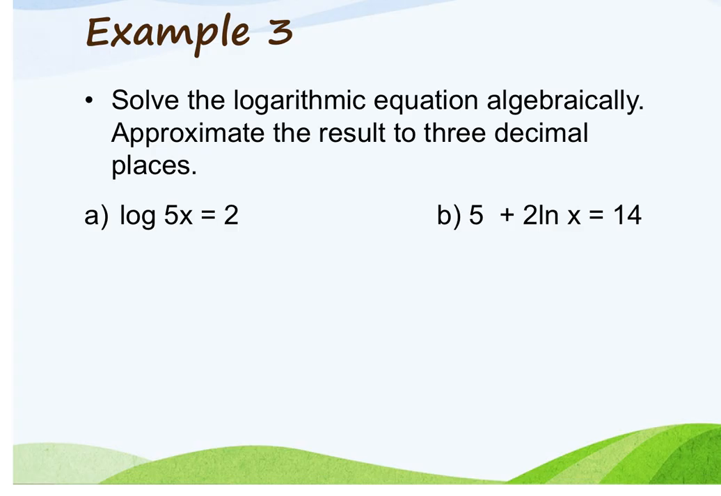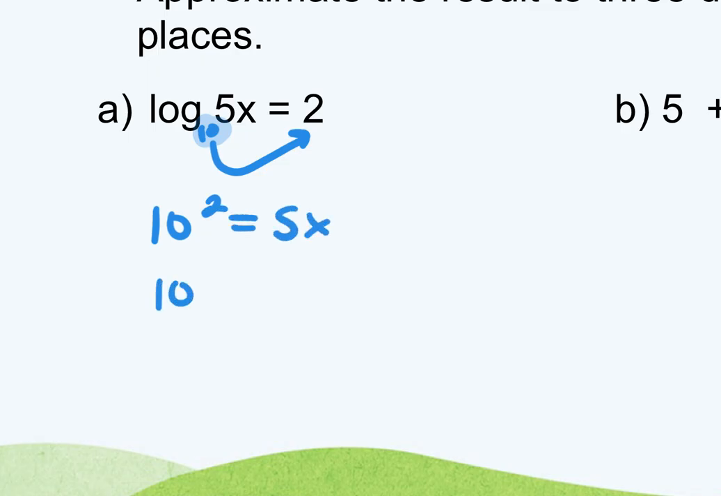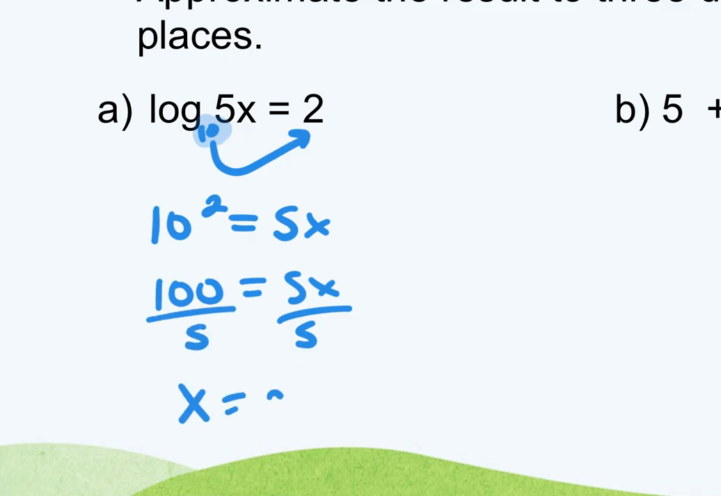So with A, what are you going to do first? What's the base on that log? 10. There's only one log, yes? So I'm going to do what? Convert to exponential. 10 to the second equals 5x. 10 to the second is 100. And then divide both sides by 5, and x is 20. If I plug 20 in here, does that product stay positive? Yes, I get to keep that answer.